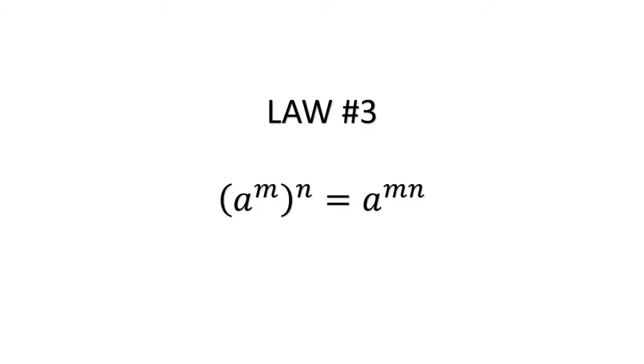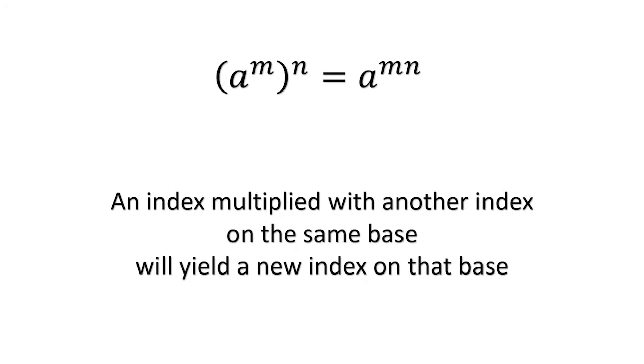Law number 3 states that a to the power of m times n, so the whole variable and index multiplied by another index, will mean that we are going to multiply the two indices together if they are on the same base. Right, an index multiplied with another index on the same base will yield a new index on that base, which will be the product of the two indices multiplied by each other.